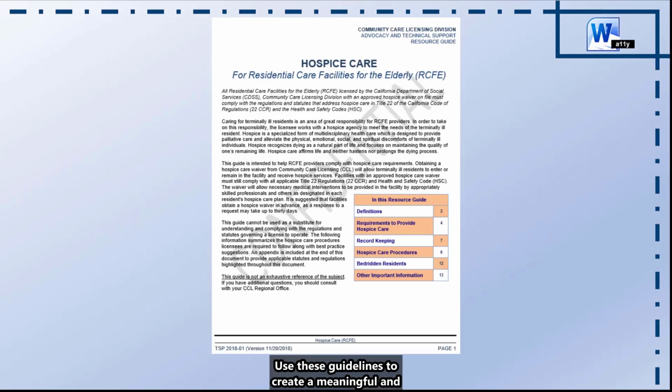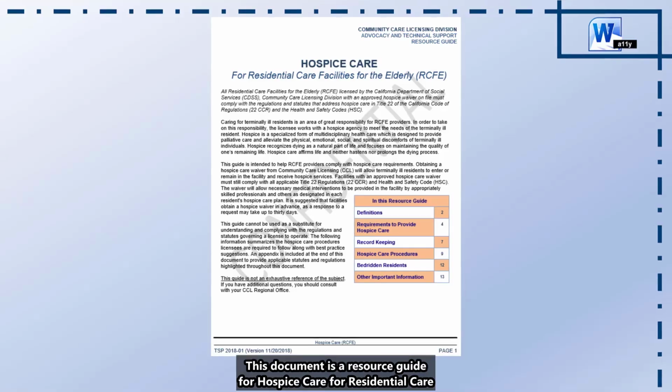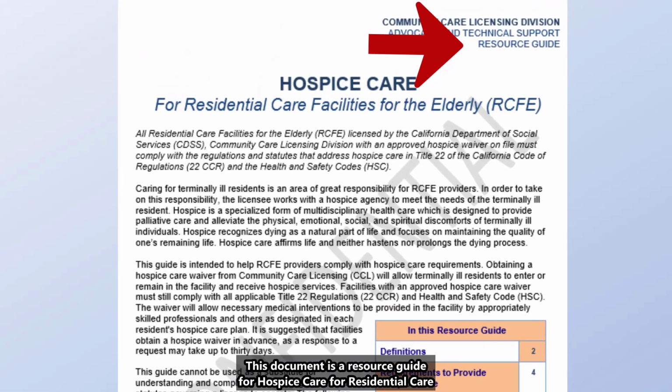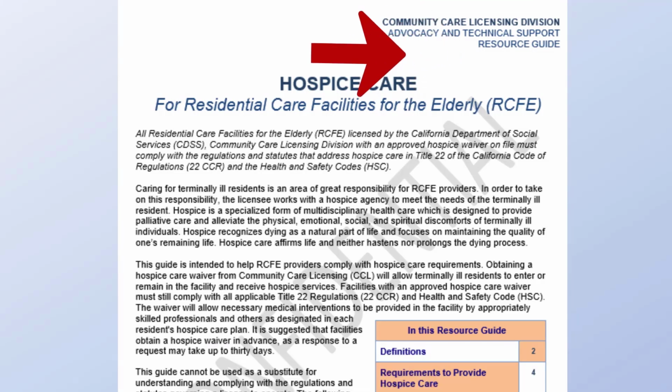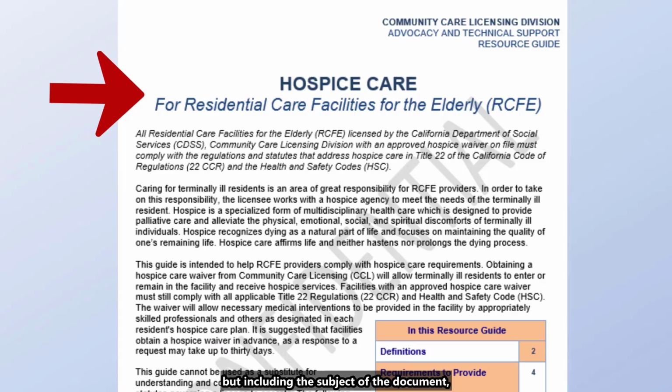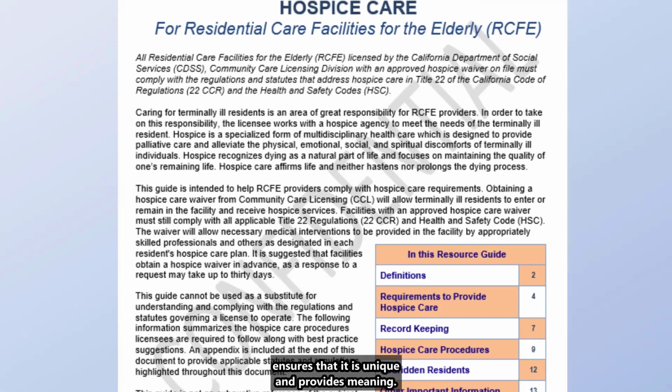Use these guidelines to create a meaningful and appropriate document title for this example. This document is a resource guide for hospice care for residential care facilities for the elderly. Resource guide would probably not be unique, but including the subject of the document, hospice care for residential care facilities for the elderly, ensures that it is unique and provides meaning.